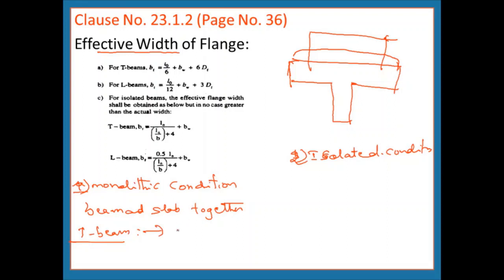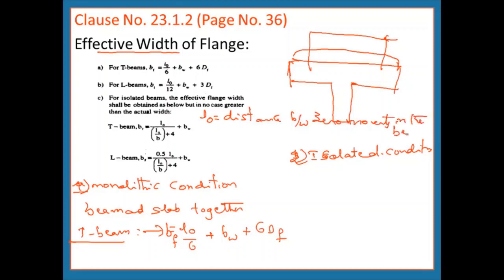that, the effective width of the flange, BF, should be taken as L0 by 6 plus BW plus 6DF. Here L0 means nothing but the distance between zero moments in the beam.